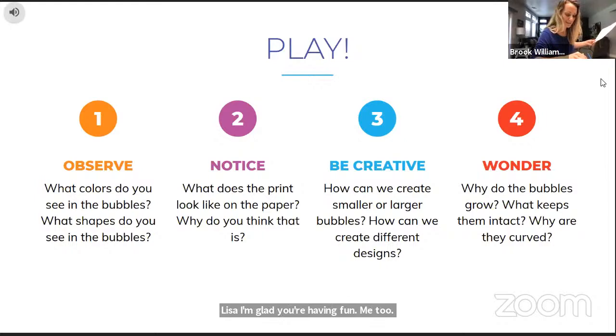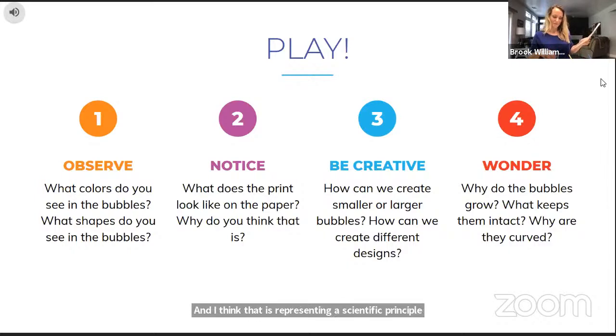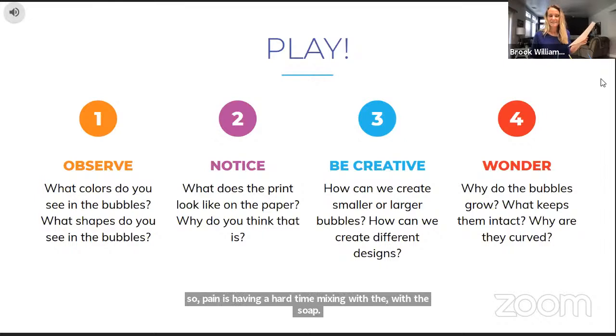I think I'm gonna try to just print single bubbles on this one and see what I can create. It's crazy because I can see the solution going around the bubble and coming to almost like a little pool at the bottom of the bubble. And then you set it on there and it's really cool. And I think that is representing a scientific principle there, Brooke: the paint is water soluble, is my guess, and the bubble is not. And so the paint is having a hard time mixing with the soap. So it pooling on the bottom makes sense.